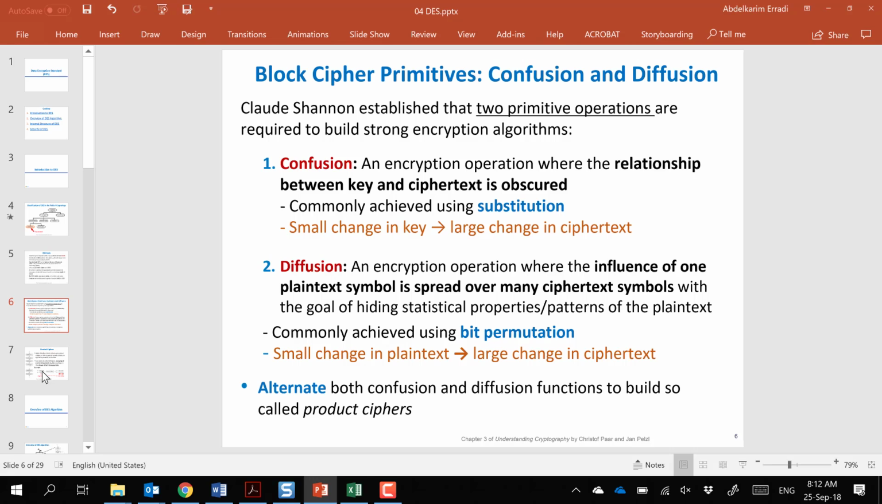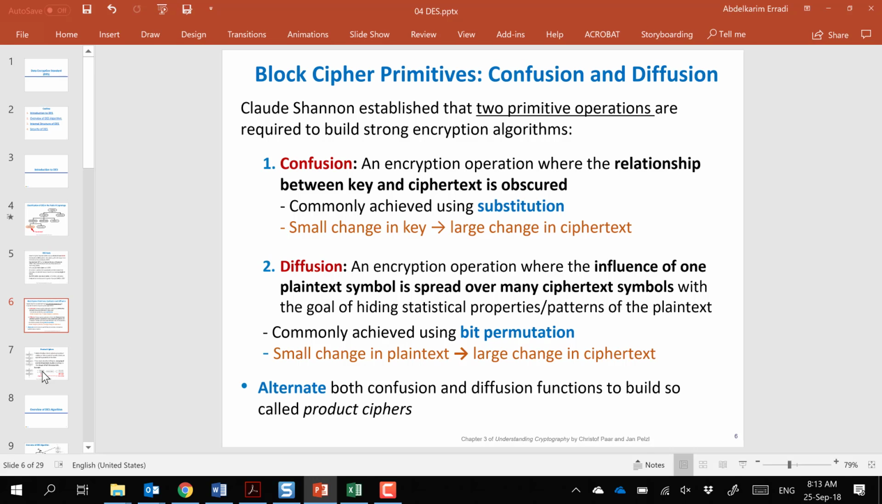Now, substitution alone: history told us that a cipher that uses only substitution can be broken. Now, diffusion, which is just using bit permutation, which is nothing but rearranging, like, for example, RC4. Remember, RC4 is just rearranging the elements. Those also can be broken. So using substitution by itself or permutation by itself is not enough. What we have to do is combine both. Not only combine both, but alternate both multiple times.